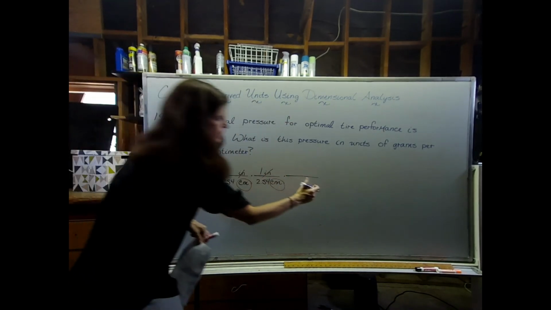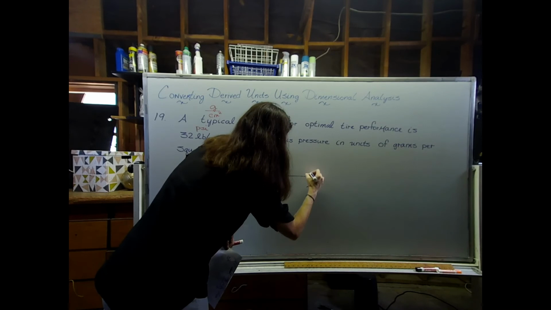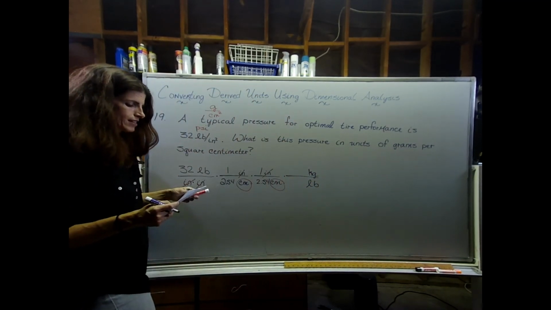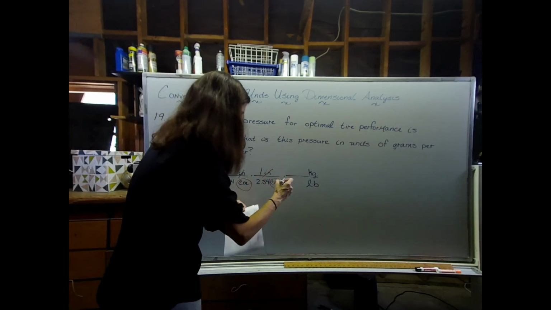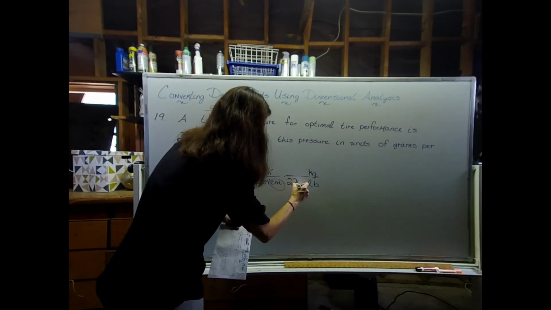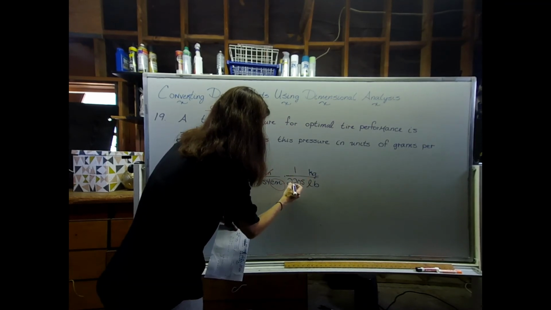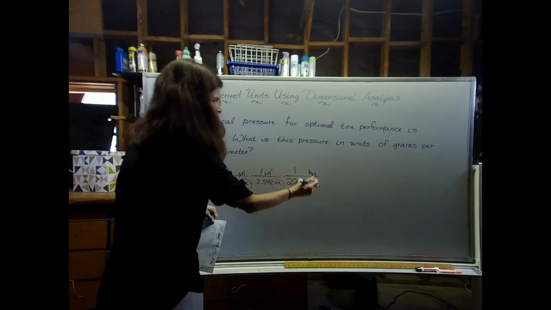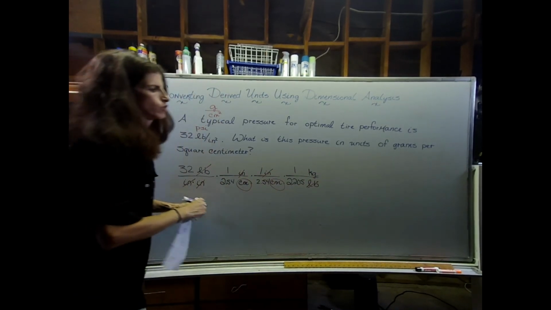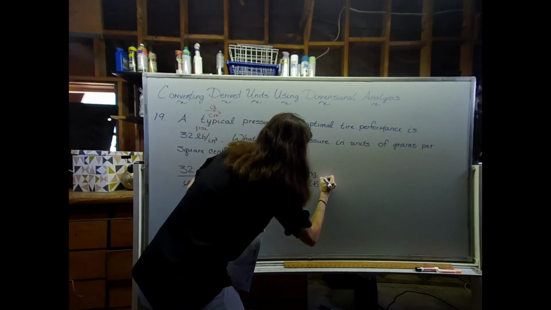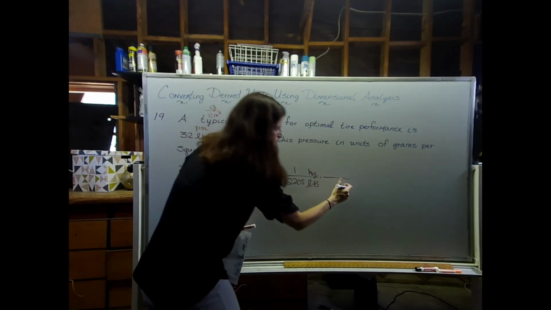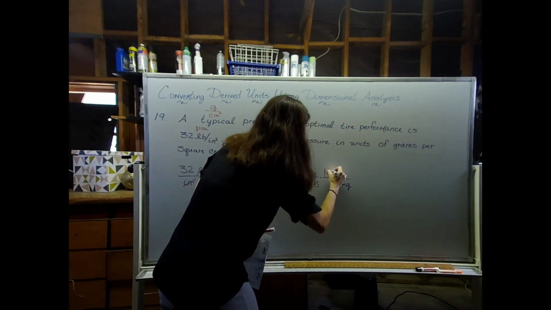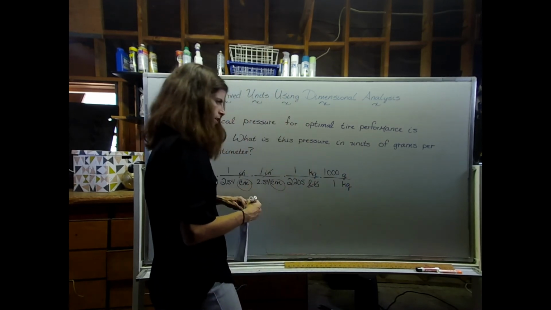Pounds is in the top. I want to get rid of it, so I'm going to put it in the denominator. And we're going to go to kilograms. So that states that there's 2.205 pounds in 1 kilogram. Almost on our way, right? Now we're in kilograms and we need to convert that over to grams. So that's just metric system. Kilograms is on top and I'm going to put it on the bottom so it cancels. And go to grams. 1,000 grams in 1 kilogram.